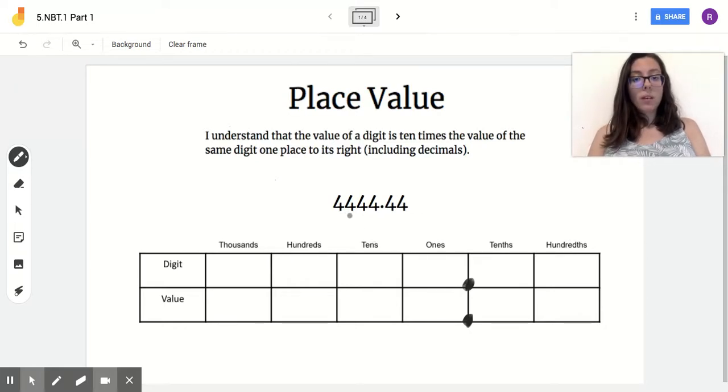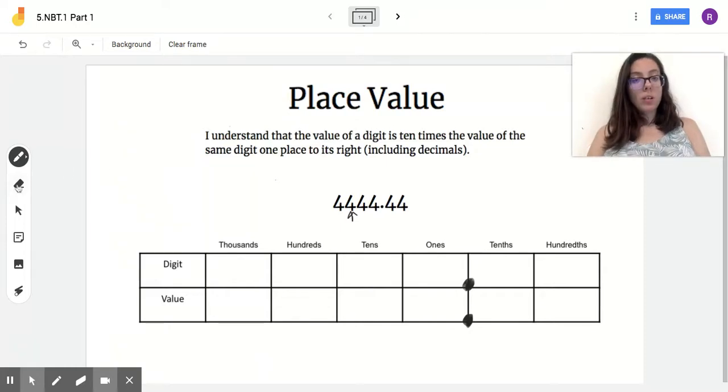4,444 and 44 hundredths. When I say place value, that is going to mean that the place that one of those digits or numbers is in affects how much it's worth. So if we were to look at this 4 right here in this number, 4,444 and 44 hundredths, I'm going to see that this 4, I'm not going to say it's worth 4, but it is worth 400 because it's in the hundreds place.